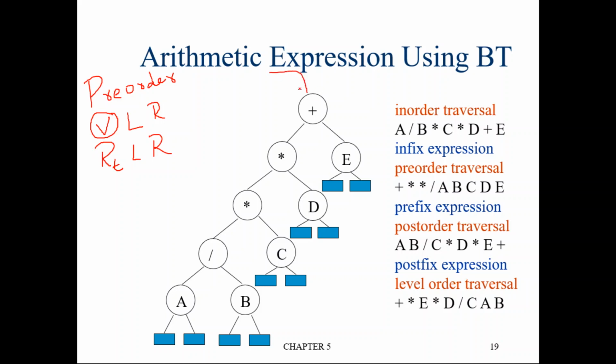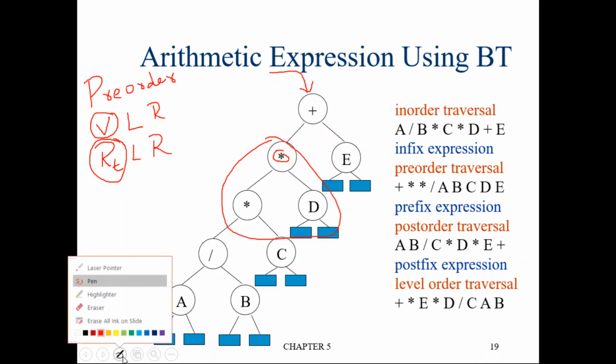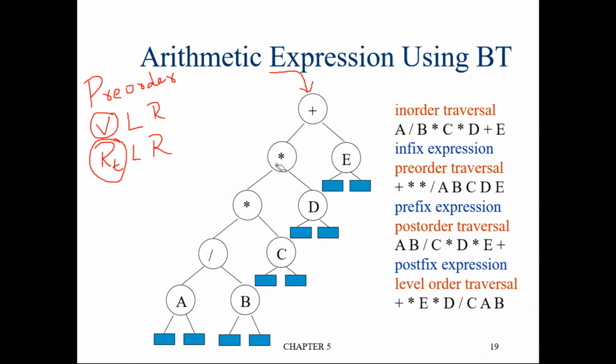So start from the root node. Here root means that for every subtree there will be a root node. If you take this subtree, this star is the root node. Of course this is the root of the tree, but for every subtree there will be a root node. In that context we are referring.